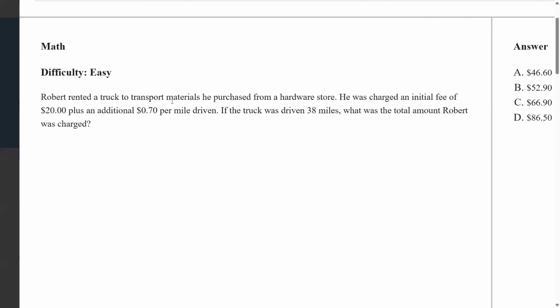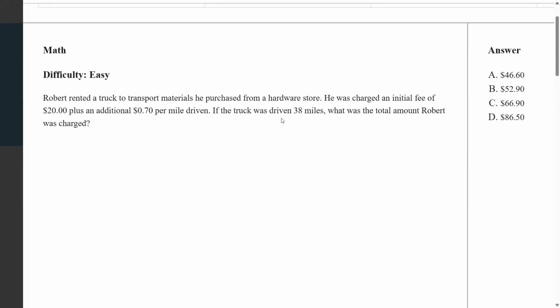Robert rented a truck to transport materials he purchased from a hardware store. He was charged an initial fee, initial is the y-intercept, and an additional fee of 0.7 per mile. This is the slope. If the truck was driven 38 miles, what was the total amount? So it wants you to substitute and solve.